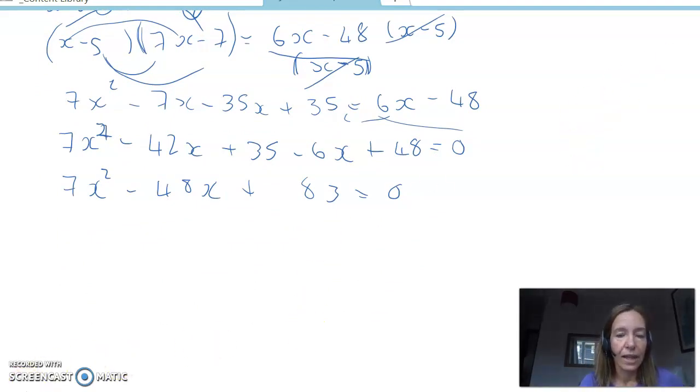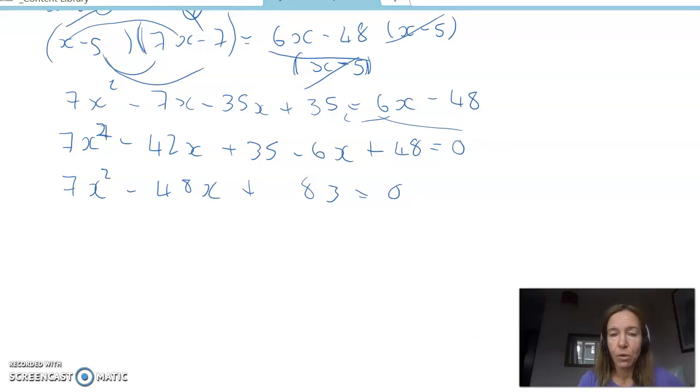You can put that into your calculator to work out what the x-intercepts are. I'm not going to put it into my graphing calculator, but you can put it into your graphics calculator and solve, and that will give you the x values, and then you can substitute those back in to find the y values.